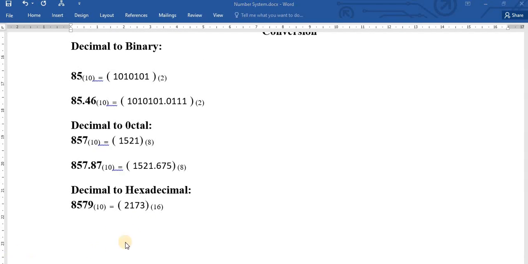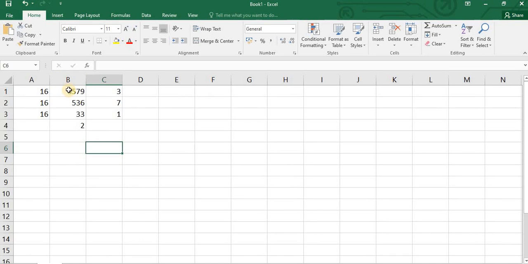Okay, let's take another example. In this example, I am taking a number like this. Here I am changing the number. The number is 1583. So repeat this process again. If you divide 1583 by 16, you will get 98, and the remainder will be 15. If you divide 98 by 16, you will get 6, since 16 sixes are 96, and the remainder is 2.